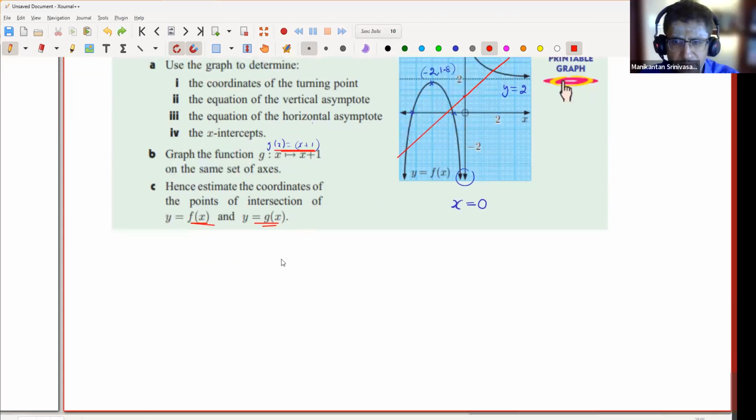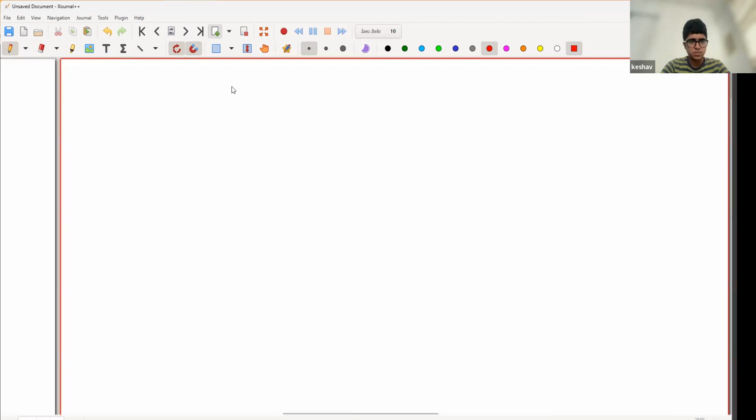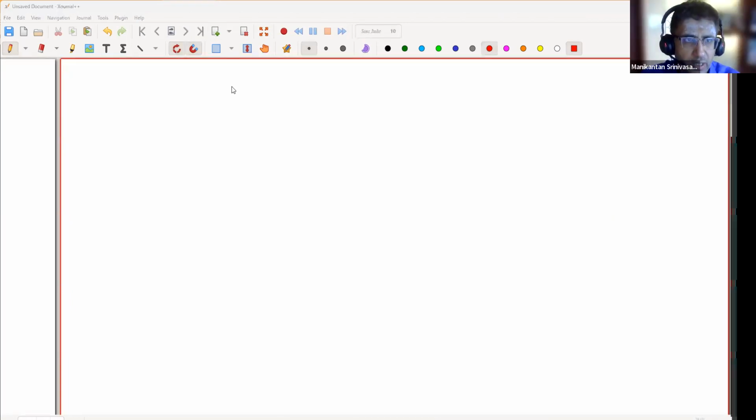Which one was yours? I had a doubt in 14. 6A. I think you messaged also on the group or separately to me. 6A, question 14. X cube minus 3x square, that one? Yeah.